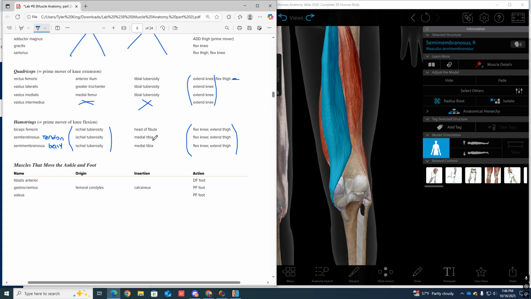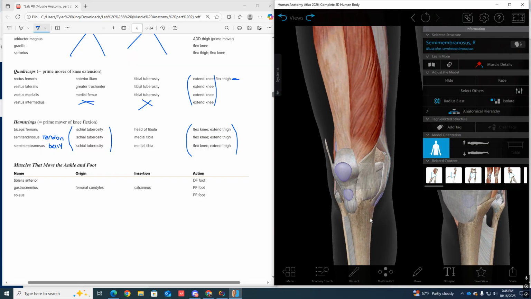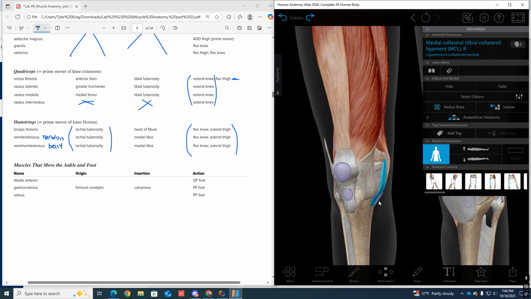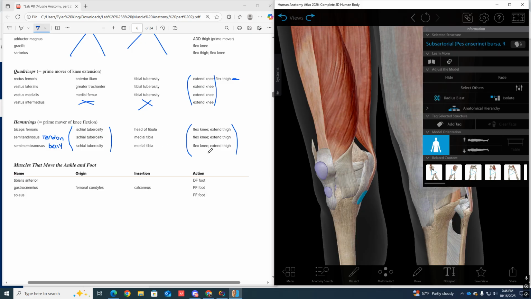Perfect. And then we do need to know the insertion of these guys, and they both insert themselves on the medial tibia, as we can see here. So remember, we have that pes anserine bursa group down here, as it says, pes anserine bursa. We're not going to be really specific with it. We just want you to know that generally they insert on the medial aspect of the tibia.